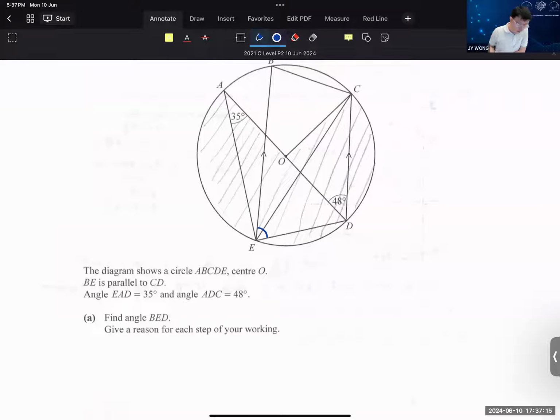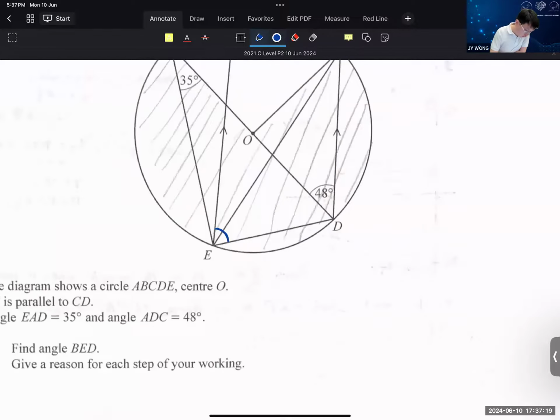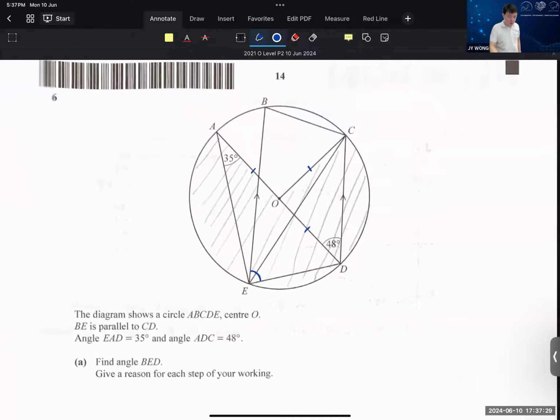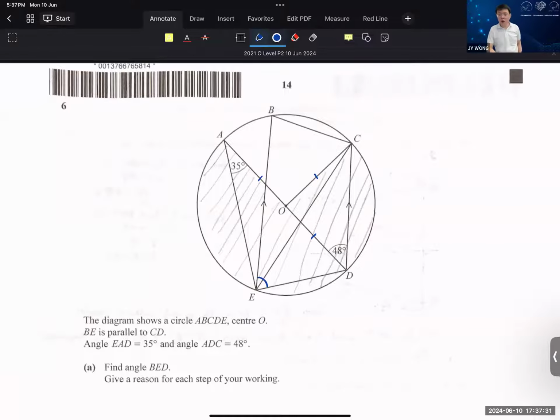Now, anytime you get a center, what should you draw? Indicate the radiuses. So for example, this is your radius, this is your radius, this is also your radius. From here, you can see that triangle COD is actually an isosceles triangle. May or may not be useful.